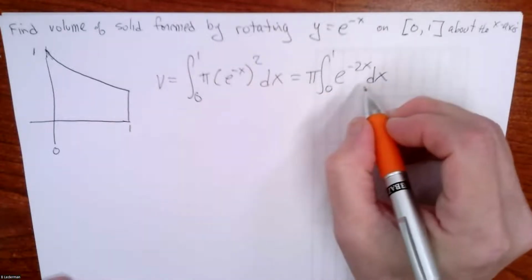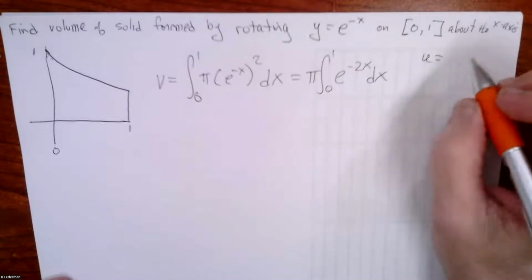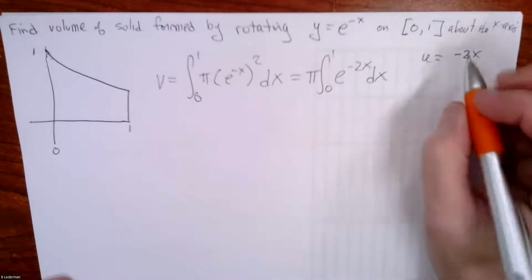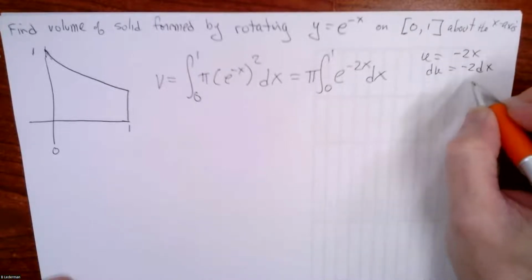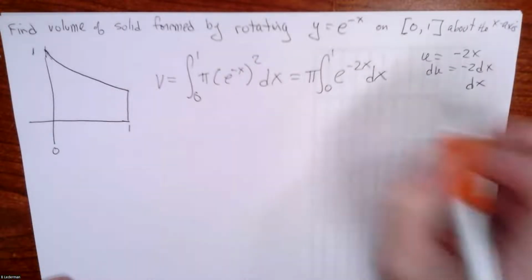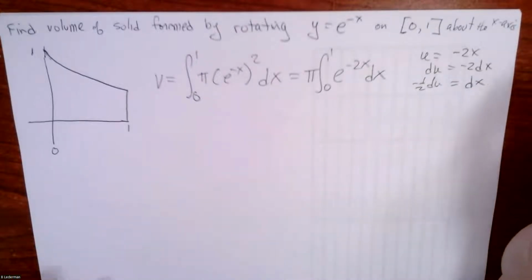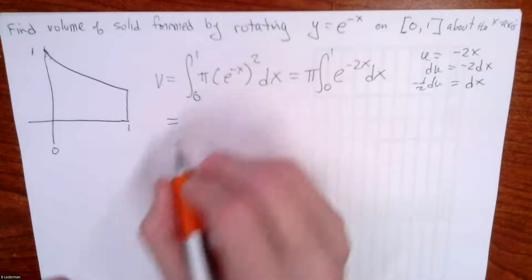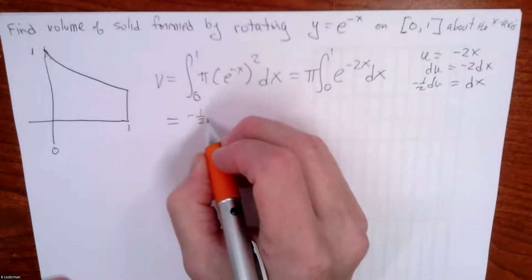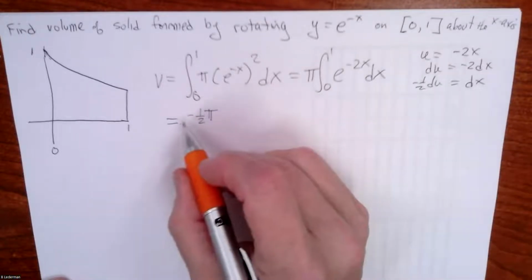Now to solve this integral, I'm going to do a u substitution. I'm going to let u equal negative 2x, and therefore du equals negative 2 dx, which means dx, which is what I have in the integral, is equal to negative 1/2 du. Now I'm going to substitute my u substitution. So again, this volume equals negative 1/2 pi. I'm pulling this negative 1/2 out of the integral.